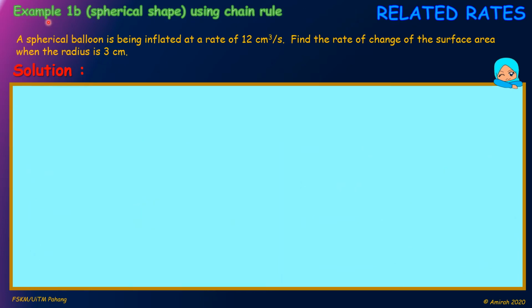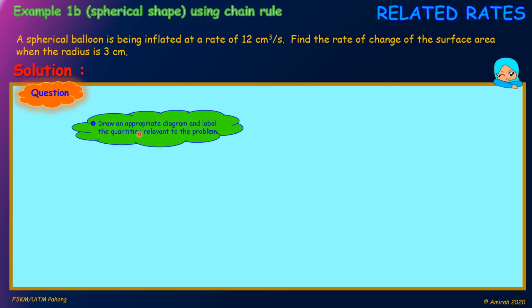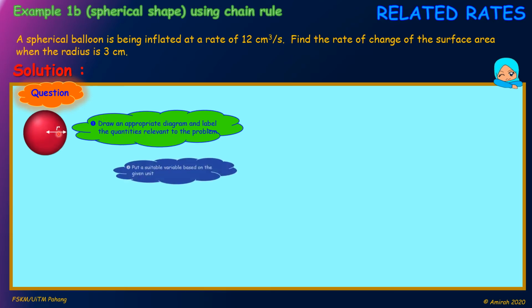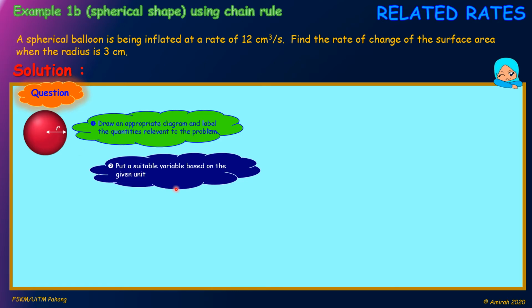Now we repeat the same example, but this time we use the chain rule. Step 1, we write the question in terms of a mathematical expression, so we draw an appropriate diagram: a sphere with radius r. Then step 2, we put a suitable variable based on the given unit. The given unit is cm cube per second, and the word is inflated, so we have dV over dt equals positive 12 cm cube per second.